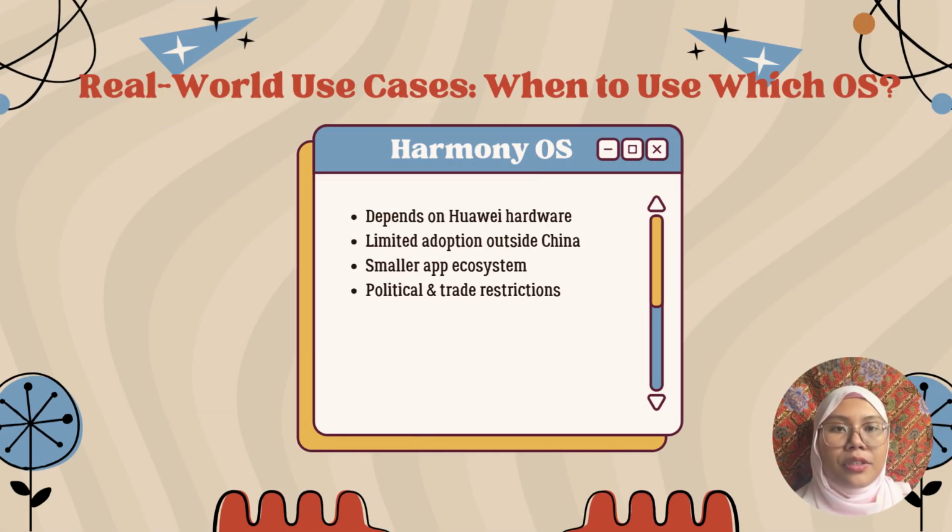Despite its strengths, HarmonyOS has several limitations. First, it depends heavily on Huawei hardware. Secondly, its adoption is limited outside China. Third, the app ecosystem is still smaller compared to Android. Additionally, political and trade restrictions have affected its global expansion.